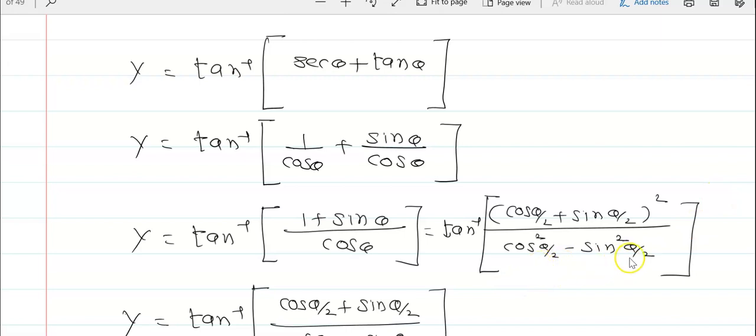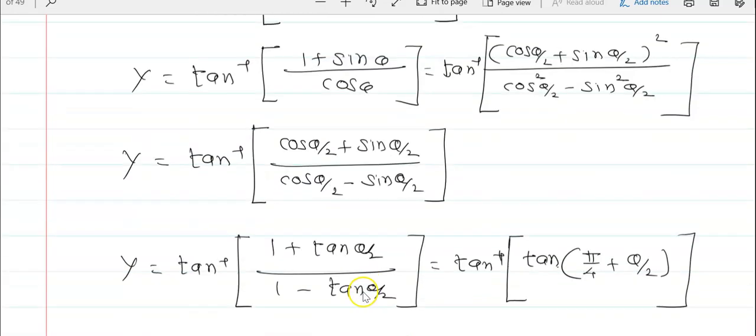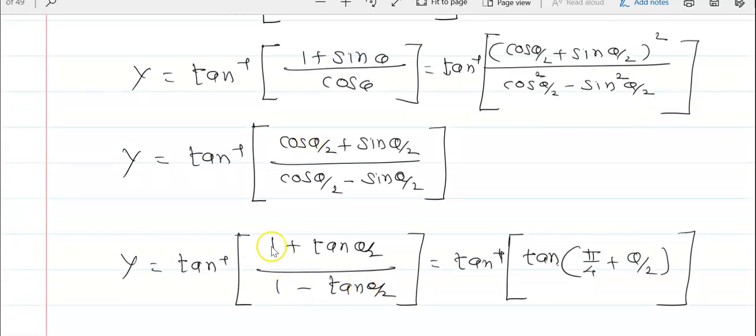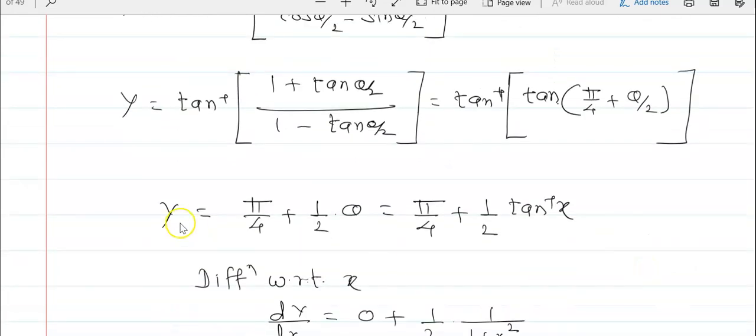And here is a square minus b square, then plus will get cancelled. Minus to the denominator, plus to the numerator. Divide numerator and denominator by cos of theta by 2: 1 plus tan of theta by 2 upon 1 minus tan of theta by 2. This is nothing but the expansion of tan of pi by 4 plus theta by 2. And that is y is equals to pi by 4 plus theta by 2.